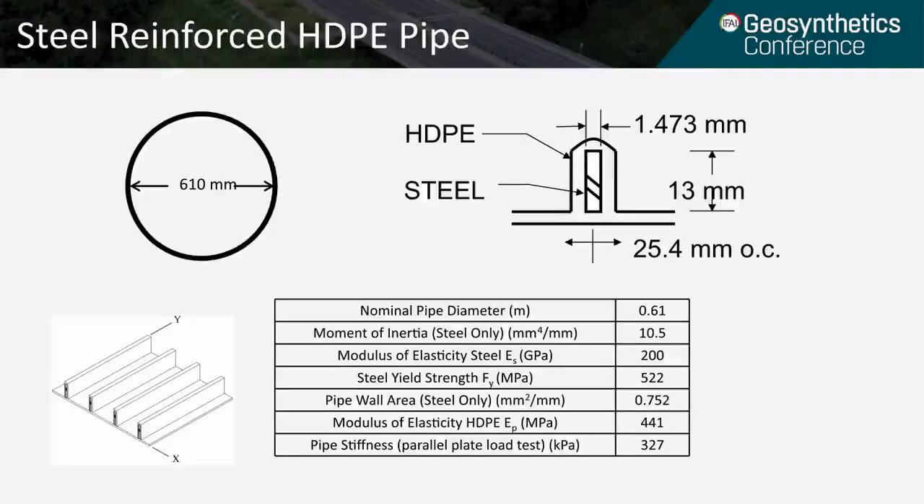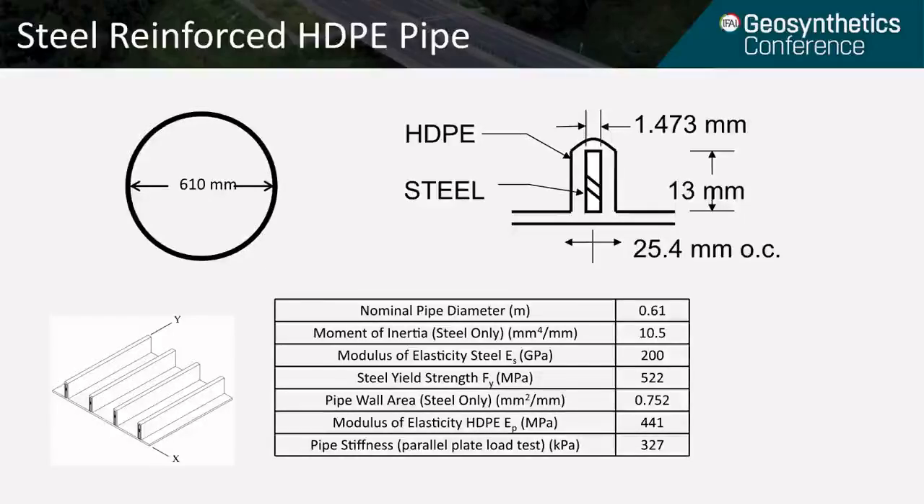The flexible steel pipe was a 610 millimeter or 2 foot diameter pipe. Steel reinforced HDPE pipe was selected for this test. The pipe wall has 13 millimeter high ribs spaced 25.4 millimeters on center. The outstanding rib runs around the circumference of the pipe.